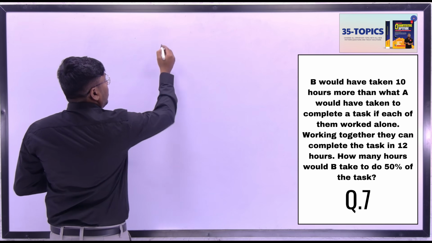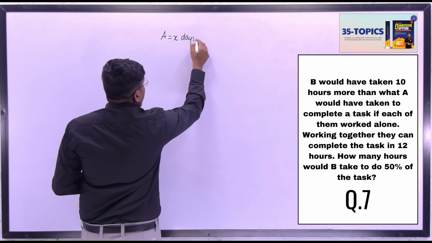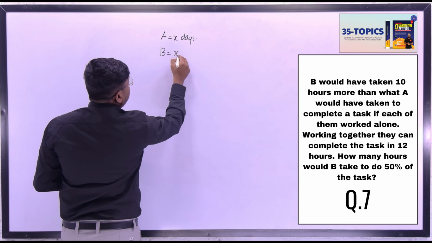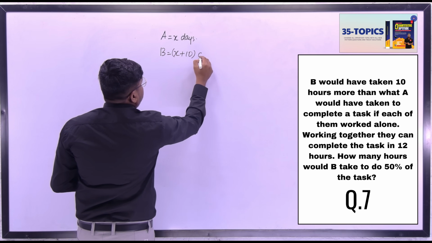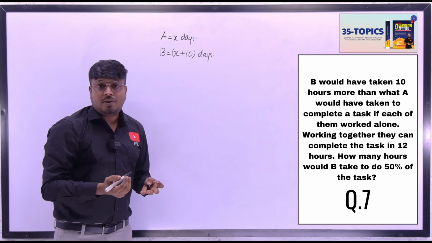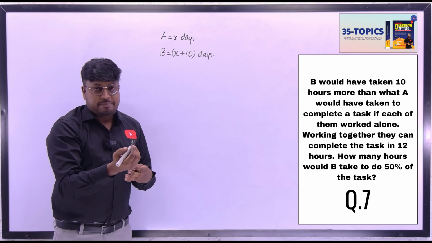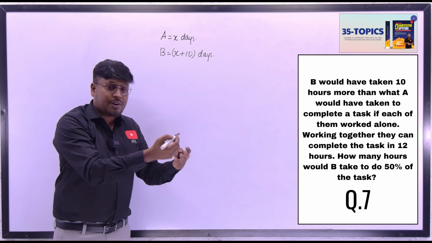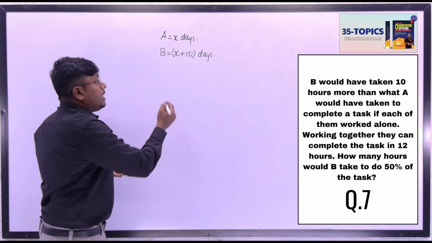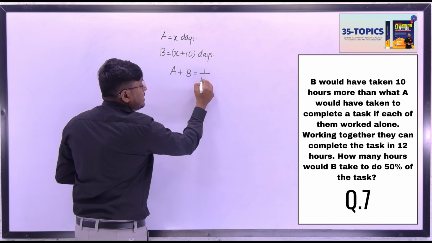So here, according to the question, if A is taking x days, B will be taking x plus 10 days. Yes or no? Because they have mentioned it already. So B is taking 10 hours more than A. So let's assume X is for A, then B will be x plus 10. If both the persons are working, they will complete the task in 12 hours.